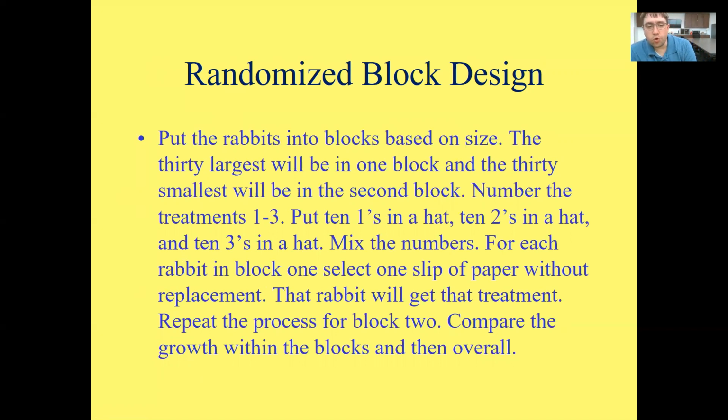We will number the treatments 1, 2, or 3. We're going to put 10 ones in a hat, 10 twos in a hat, and 10 threes in a hat. So of my 30 largest rabbits, 10 of them are getting the first rabbit food, 10 are getting the second rabbit food, and 10 will get the remaining rabbit food. For each rabbit in the block, select 1 slip of paper without replacement, and then that's the food that they're going to get. That's the way I decided to do it this time. Again, compare everything within the group first, and then you can compare everything overall.